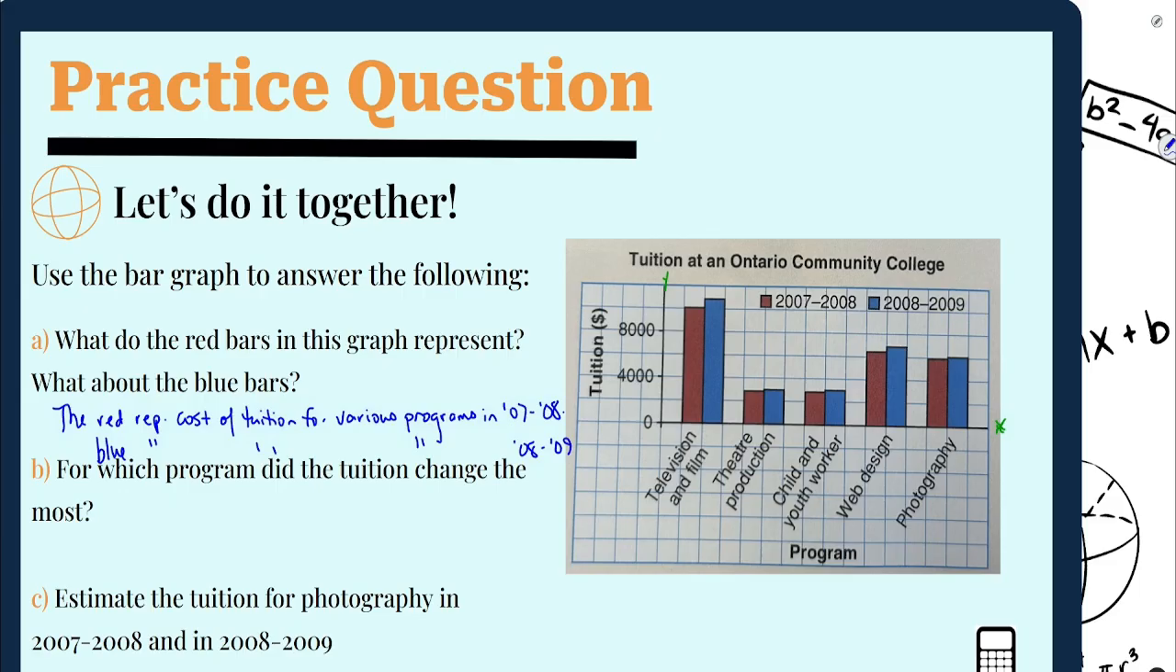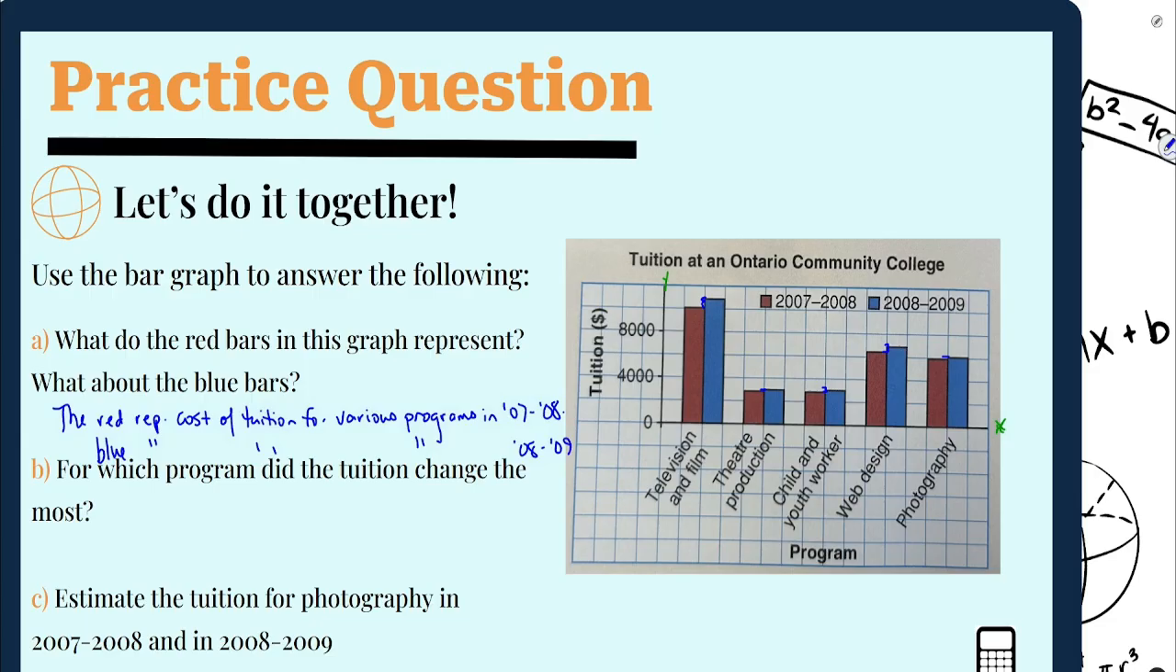If you're following along on Google, our Zoom slides, you will see that television and film has quite a significant height difference. The program of theater and production, they're really close. There's not much difference between them. Same with child and youth worker. They're really close in height, not much difference between them. We do have a more significant gap in tuition for web design and not much at all for photography. So really what it comes down to is web design and television and film.